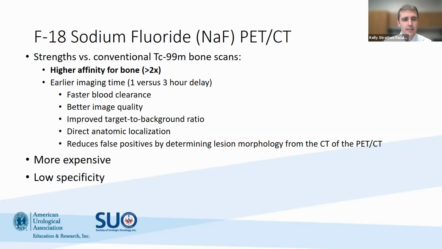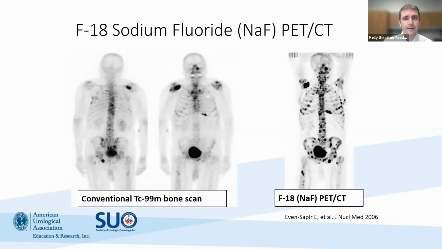It is more expensive, has a lower specificity than some of the other PET imaging. And so really it's kind of dropped off the radar. This is a comparison of the difference between conventional nuclear medicine bone scan and then a sodium fluoride PET scan. And so you can see several bone lesions on the conventional imaging, but on the sodium fluoride PET, it's very much more intense and easier to identify those lesions.